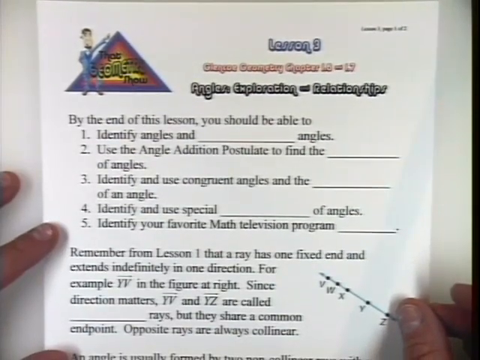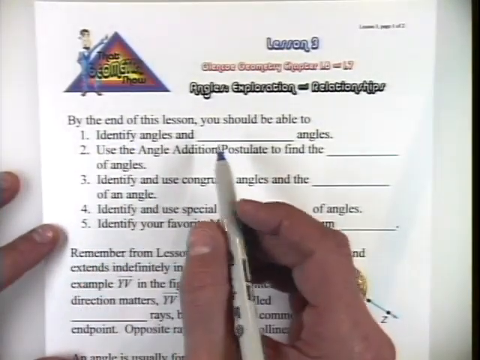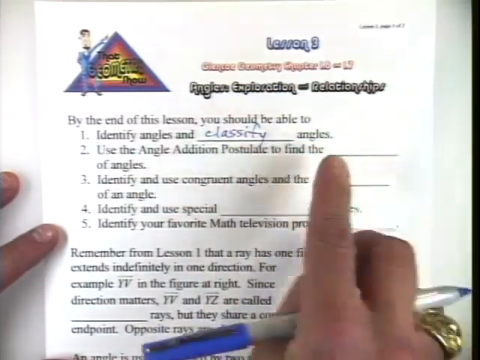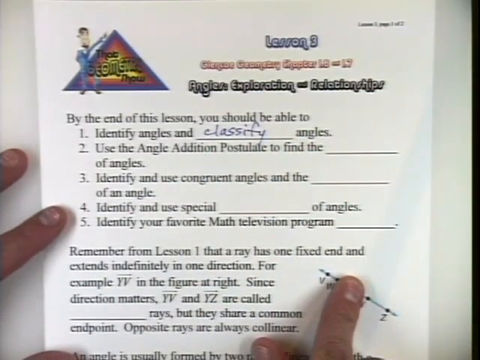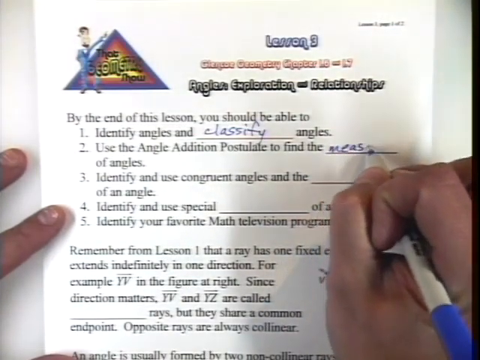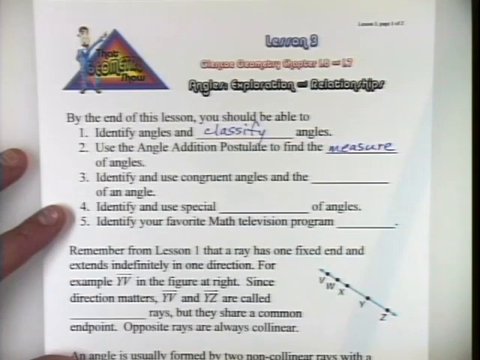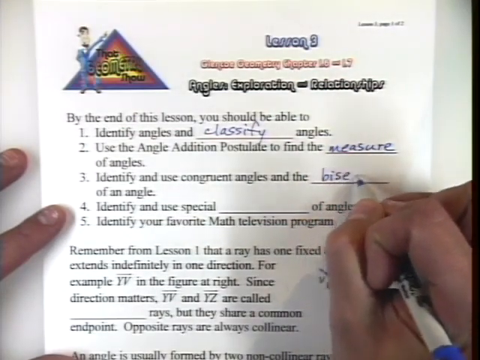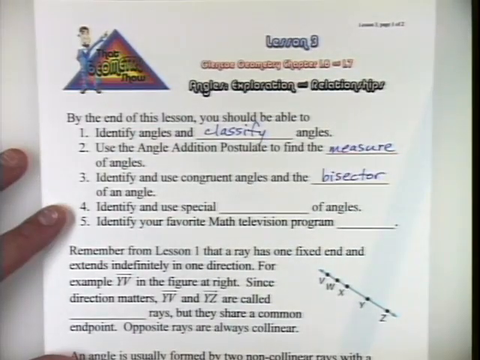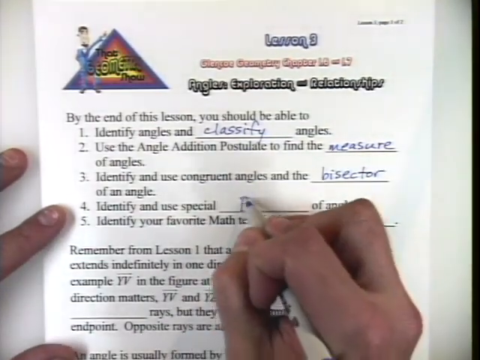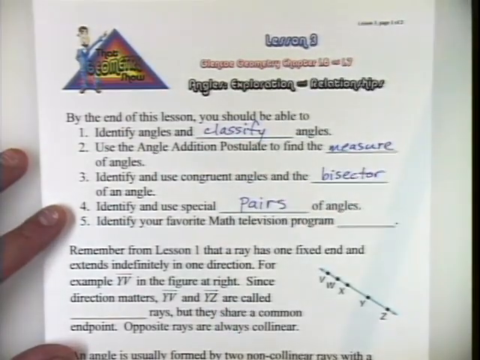So by the end of this lesson, you should be able to, number 1, identify angles and classify angles. Number 2, you should be able to use the angle addition postulate to find the measure of angles. Number 3, you should be able to identify and use congruent angles and the bisector of an angle. Number 4, you should be able to identify and use special pairs of angles.